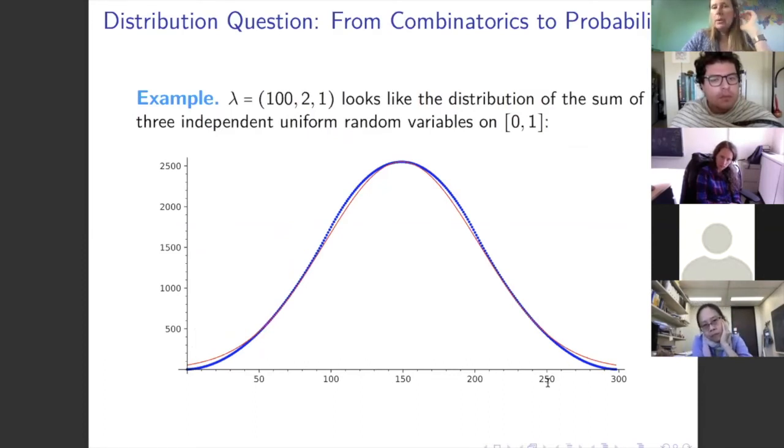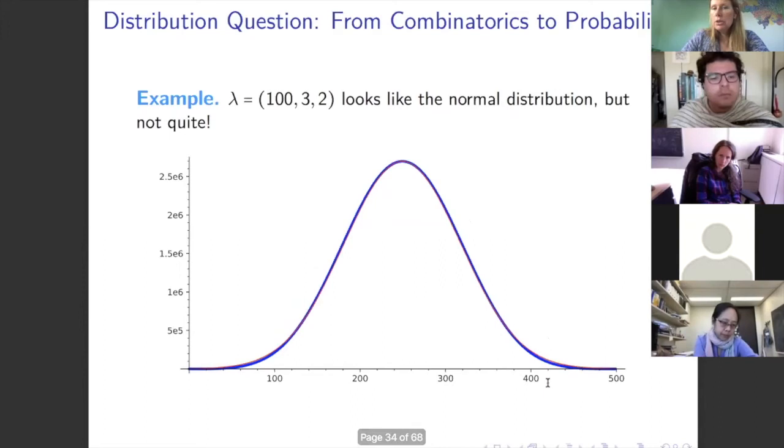Because if you add up a lot of independent, identically distributed random variables, by the central limit theorem, we're going to get normal. This one looks more like just the sum of 3 independent uniform random variables. And even once you get to 100, 3, 2, so this is like 5 uniform random variables, you're starting to see a pretty close fit. And we know that because the central limit theorem converges pretty fast. But it's not quite right. It really is still just the Irwin-Hall sub 5 distribution that it's converging to.